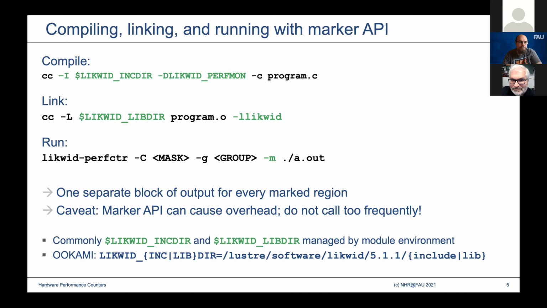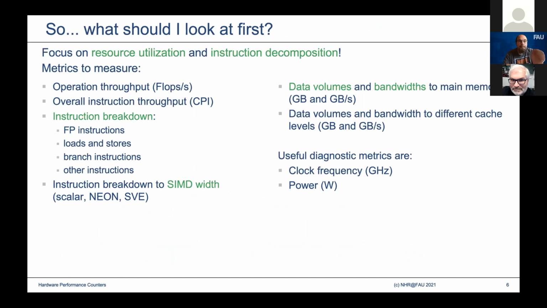So don't call it too frequently, these calls. So what to look at? Georg already introduced our way of thinking. We focus on resource utilization and instruction decomposition. So things like the operation throughput like flops, instruction throughput like CPI or IPC, breakdowns into floating point instructions, load stores, branches, and so on.